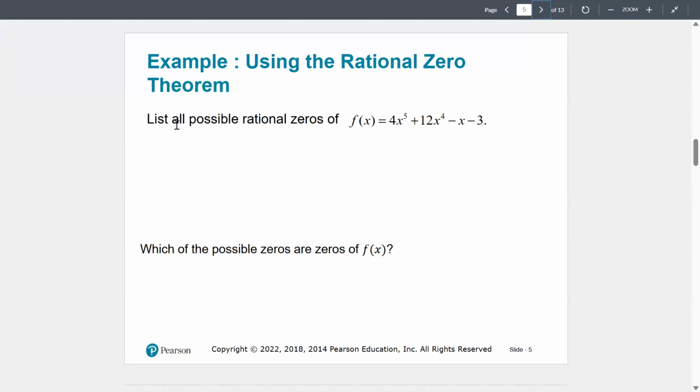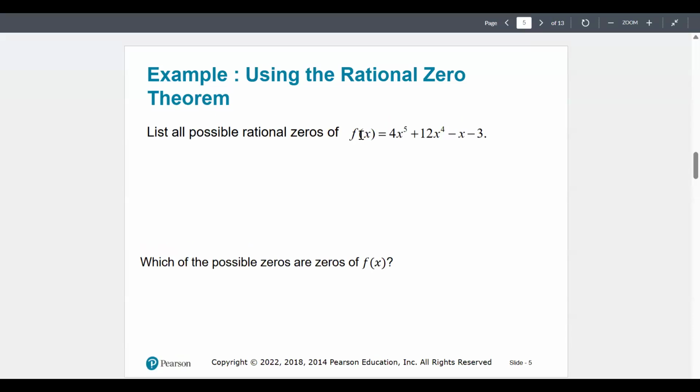Alrighty. We're going to list all possible rational zeros of f(x) is equal to 4x^5 + 12x^4 - x - 3. And we want to decide which of those possible zeros are going to be real zeros. We know how to do this because we had that remainder theorem.